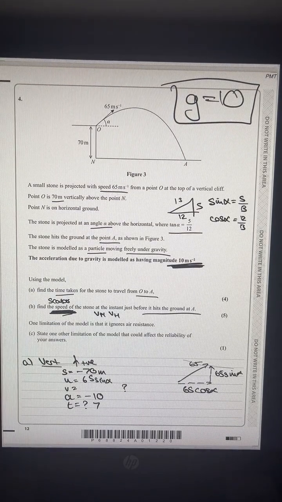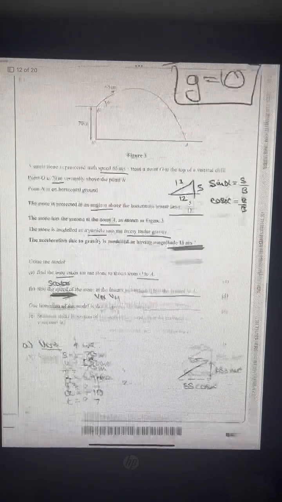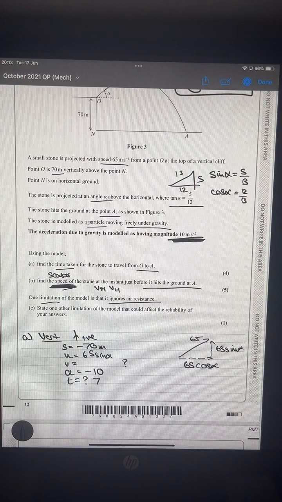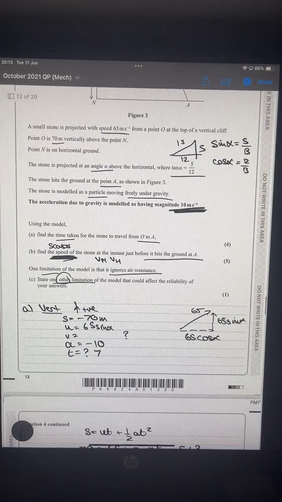Awesome. Now, we've done the fun part of this question. We've just got the last bit. I want everyone to put in the chat what they'll put for part C. One limitation of the model is that it ignores air resistance. State one other limitation. So notice the word other. You can also say air resistance that could affect the reliability of your answer.